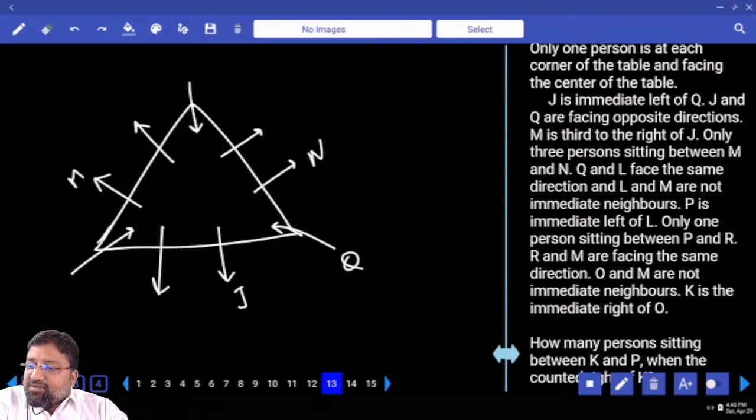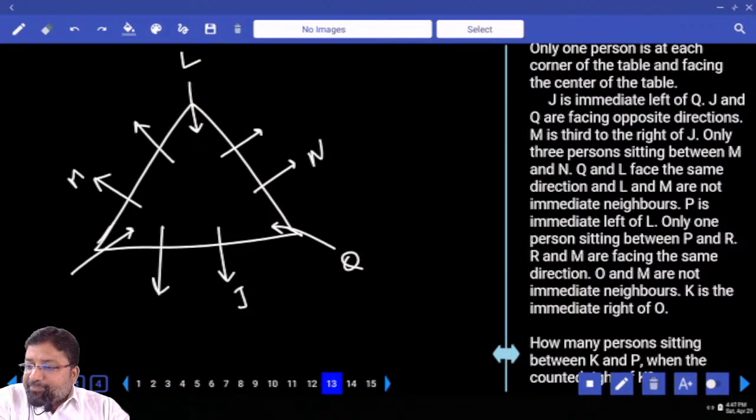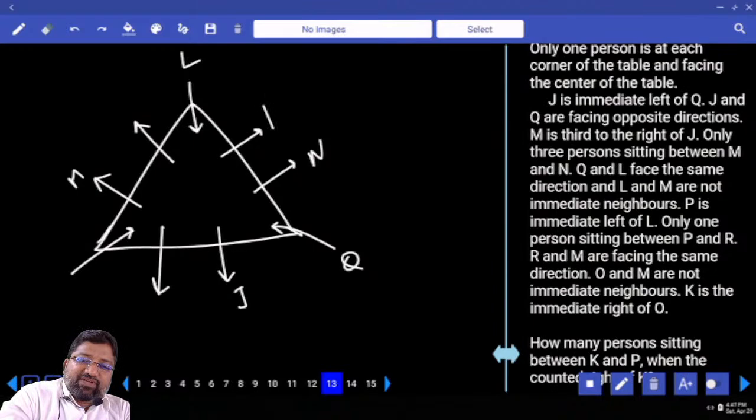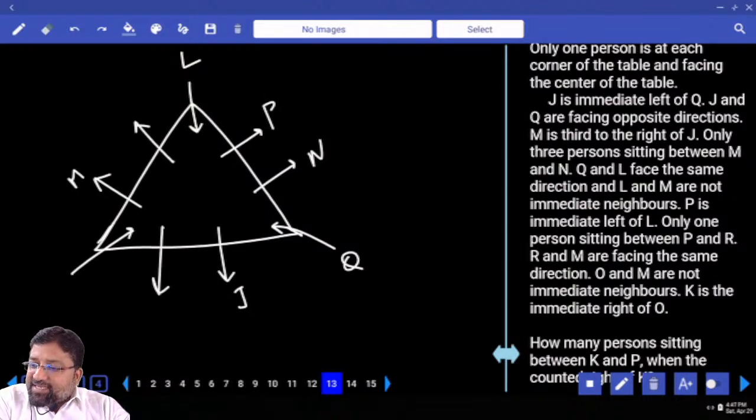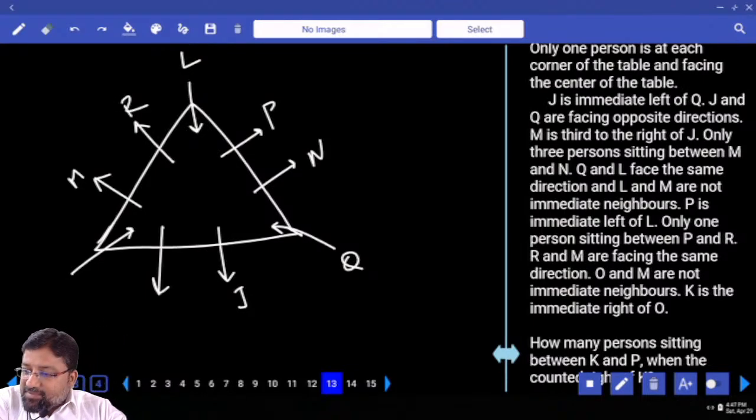Next, Q and L face the same direction and L and M are not immediate neighbors. Q and L are facing the same direction. Q is supposed to be facing inside according to us. So definitely this will be L because L and M are not immediate neighbors. Next line. P is to the immediate left of L. This is P. Next, only one person sits between P and R. This is the only possibility.